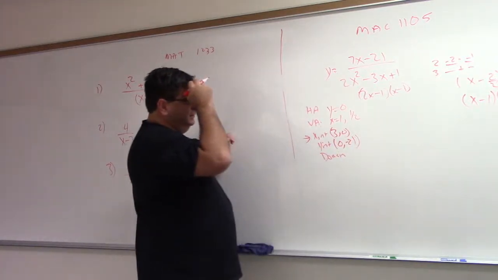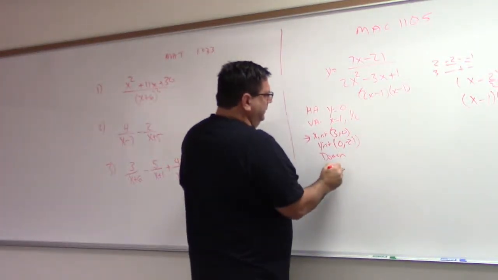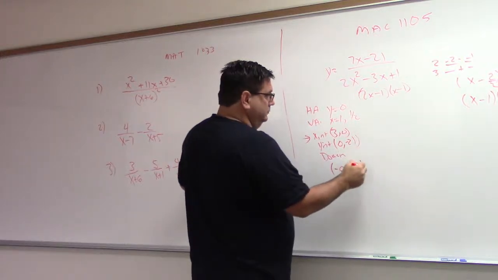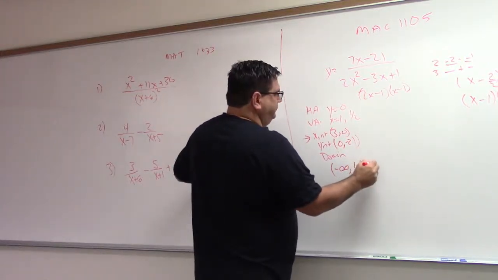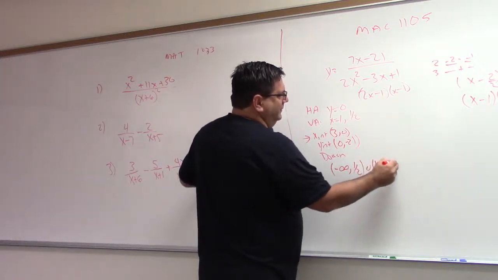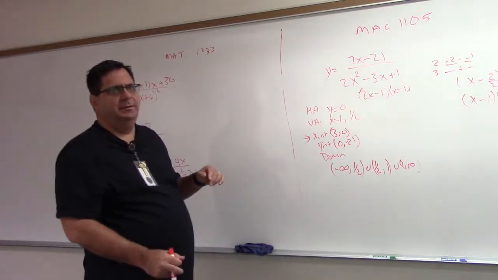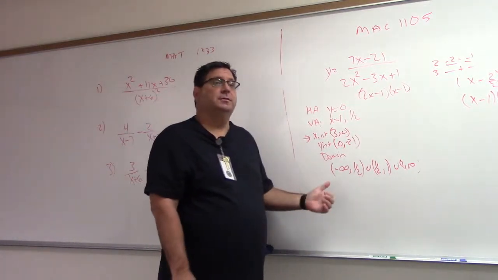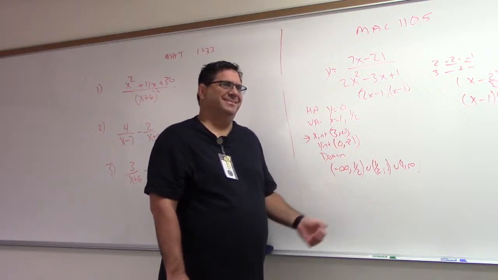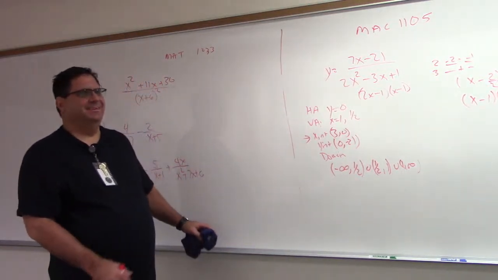Now the domain, you've got to exclude the values here, right? Negative infinity to 1/2, and then union 1/2 to 1, union 1 to infinity. Smallest to largest. Yeah, because the first one you use a half. Oh, it is smallest to largest still. Okay. You good? Yeah. All right.